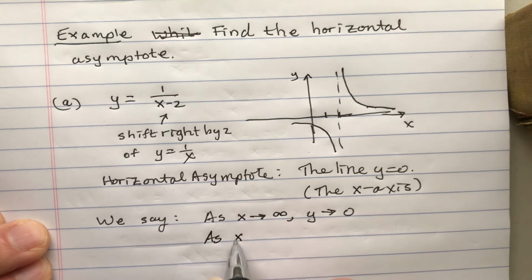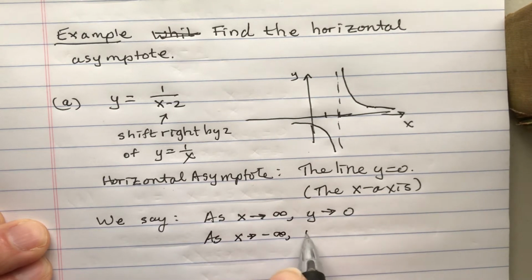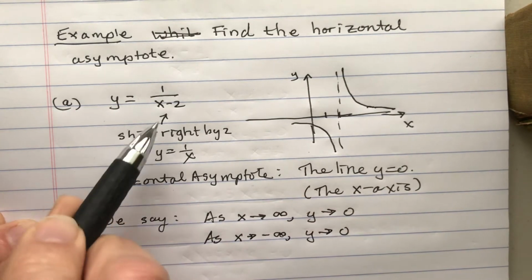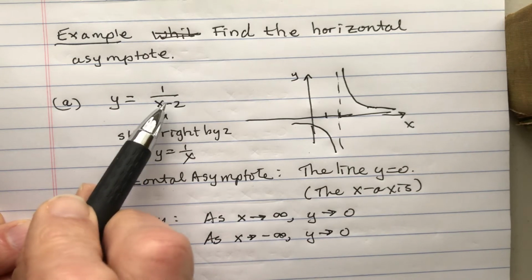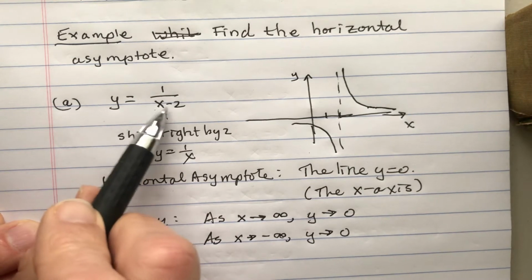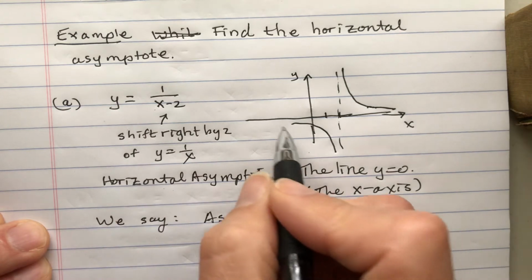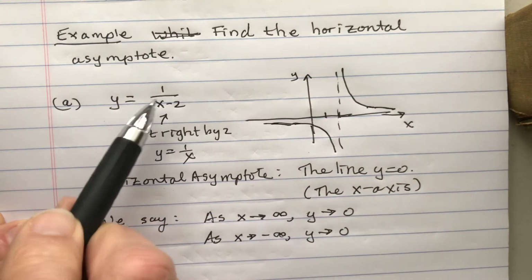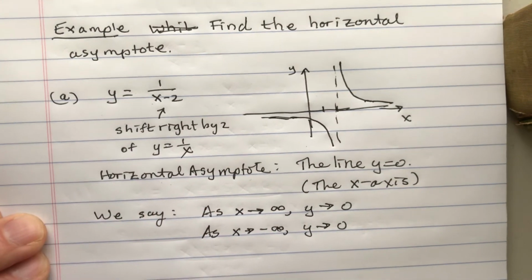As x approaches negative infinity, y also approaches 0. Put in negative 1 billion. Subtract 2, it's almost the same as 1 billion. 1 over negative 1 billion is very close to 0, not exactly 0. This fraction is never 0 because the numerator will never be 0.